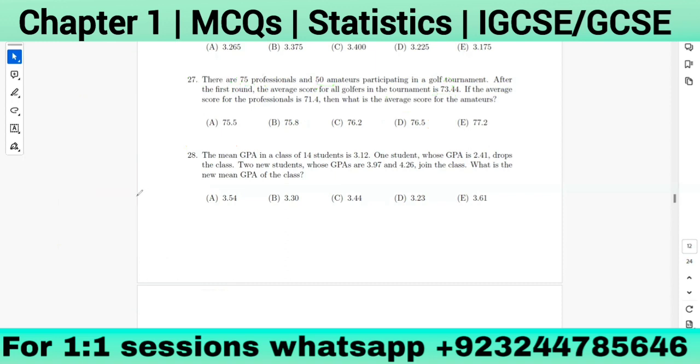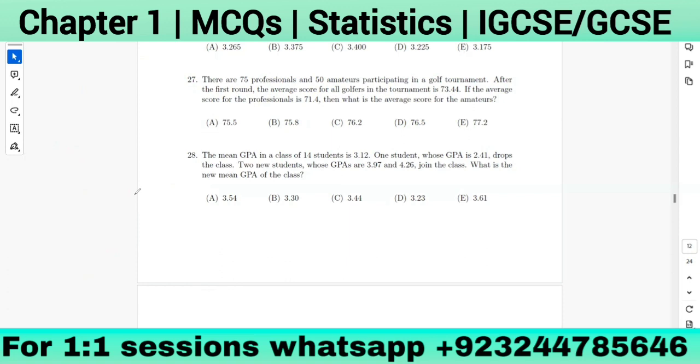The mean GPA in a class of 14 students is 3.12. One student whose GPA is 2.41 drops the class. Two new students whose GPAs are 3.97 and 4.26 join the class. What is the new mean of the GPA?